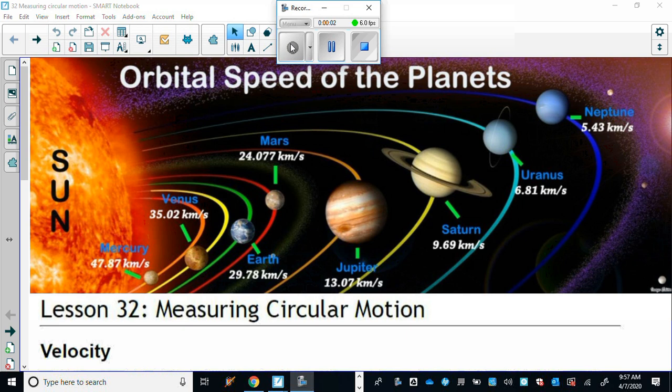Lesson 32 is going to take us through the mathematical application of what we've learned about circular motion so far. And it starts off with this nice pretty picture of the orbital speeds of the planets. Kind of an interesting diagram. As you can see, here's our Earth right here.